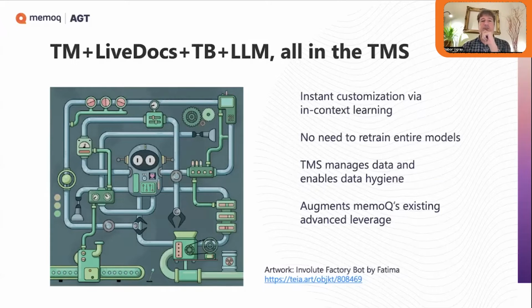None of that is necessary with AGT because the adaptation happens on the fly through in-context learning. The actual model, the large language model, is not retrained in the process. And this happens directly integrated into memoQ. So all of the difficulty of, what is the data that needs to go in there? How do I make sure that unreviewed translations do not go back into the data that will be used for the next translation? This is what I mean by data hygiene.